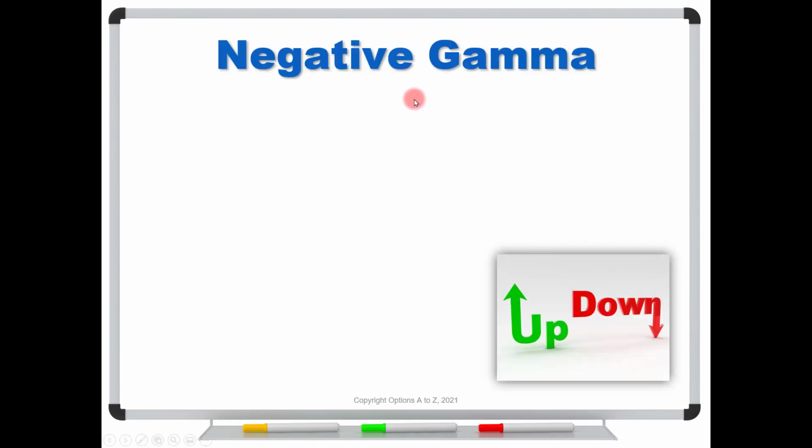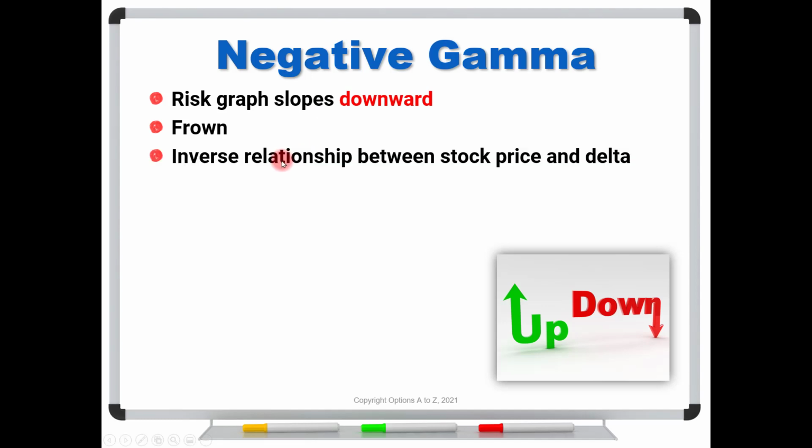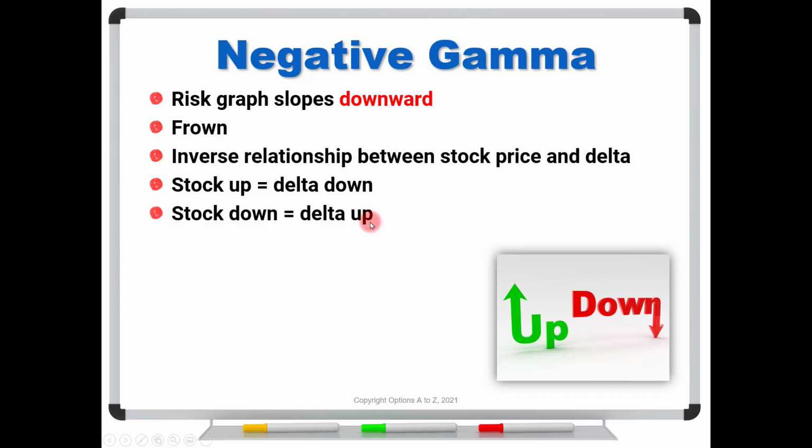So what does negative gamma mean? What it means is that your current risk graph slopes downwards. If we're looking from the bottom of the graph, it's going to be concave. So you can think of it a little bit more like a frown. And more specifically, what it's telling you is that there is an inverse relationship between the current stock price and the delta. So what does that mean? It means that if the stock is up, your deltas are going down, and if the stock is down, deltas are going up. That's what negative gamma is. So it's this inverse relationship. Stock up, delta down, stock down, delta up. That's what you want to understand.